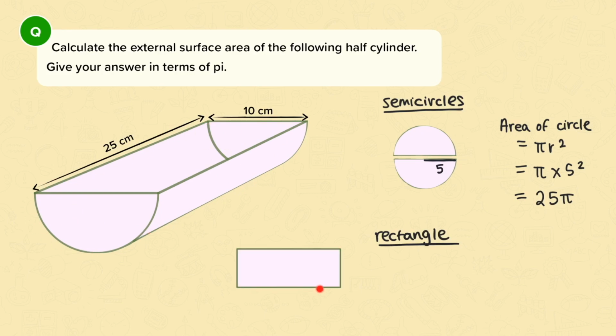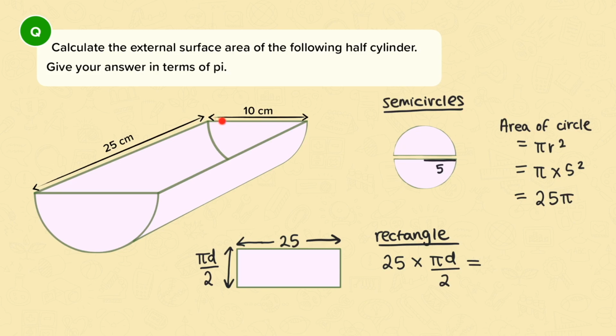So the rectangle will have a length equal to this length here, which is 25 centimeters, and the width of the rectangle will be equal to this length here, which is half of the circumference of the full circle. So the circumference of a circle is given by pi times the diameter, and then because we have a semicircle, we will need to divide that by 2. So the area of this rectangle is going to be 25 times pi d divided by 2.